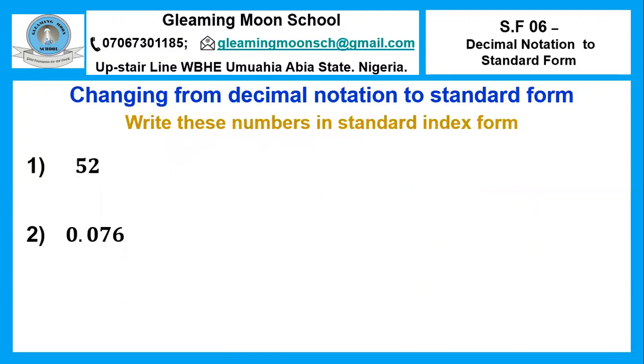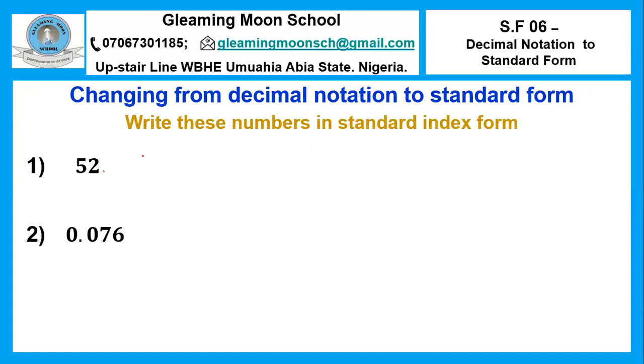Now let's practice. We want to change from decimal notation to standard form. And the instruction here says, write these numbers in standard index form. Okay. So we have 52. How do we write 52? Now remember that when you have a whole number, you have a decimal point at the end of that whole number. And because you have a decimal point at the end of that whole number, that means we need to make it a standard form.